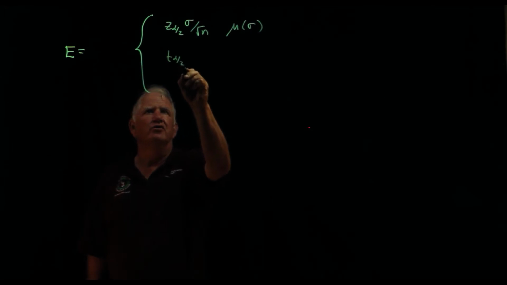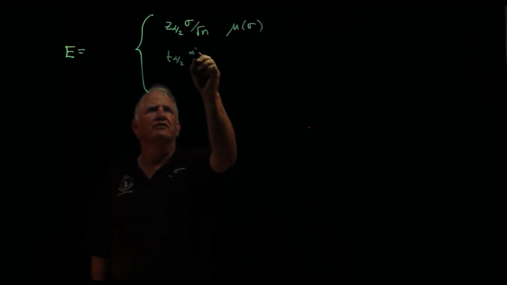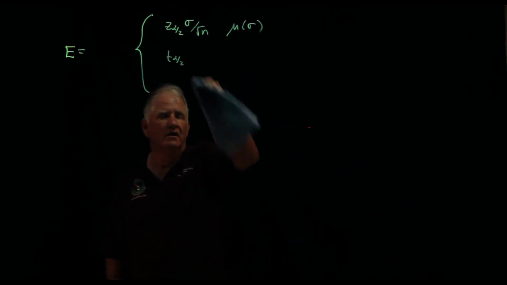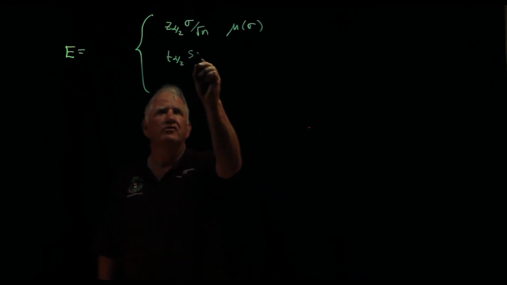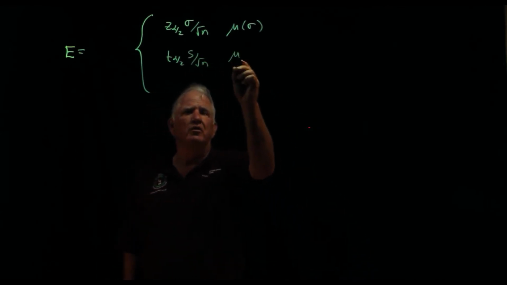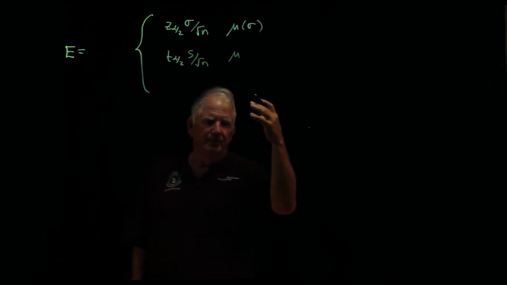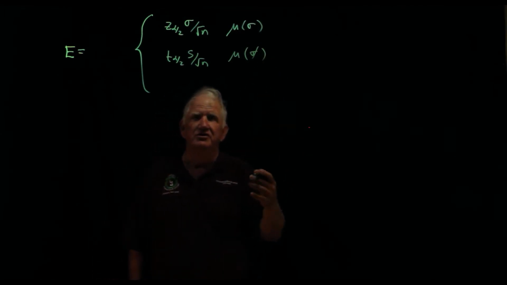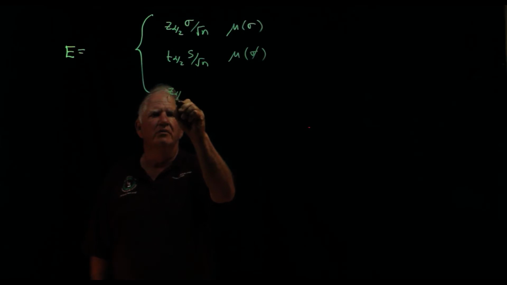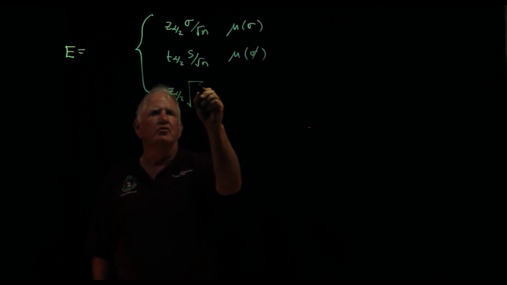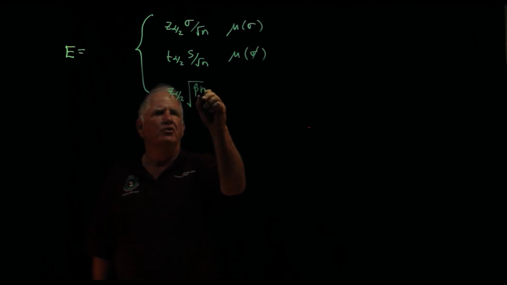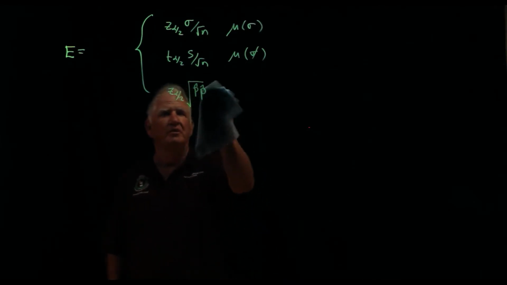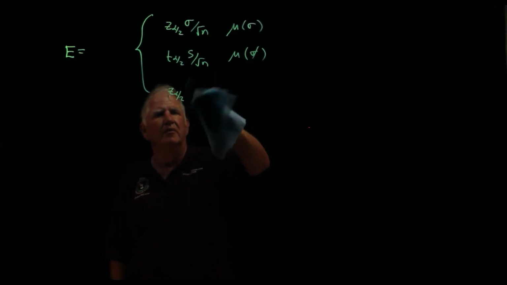It's T alpha over 2 S, all over the square root of n, when we're dealing with the population mean in the case in which we do not know the population standard deviation. And it's Z alpha over 2 times the square root of P hat Q hat, divided again by the square root of n.